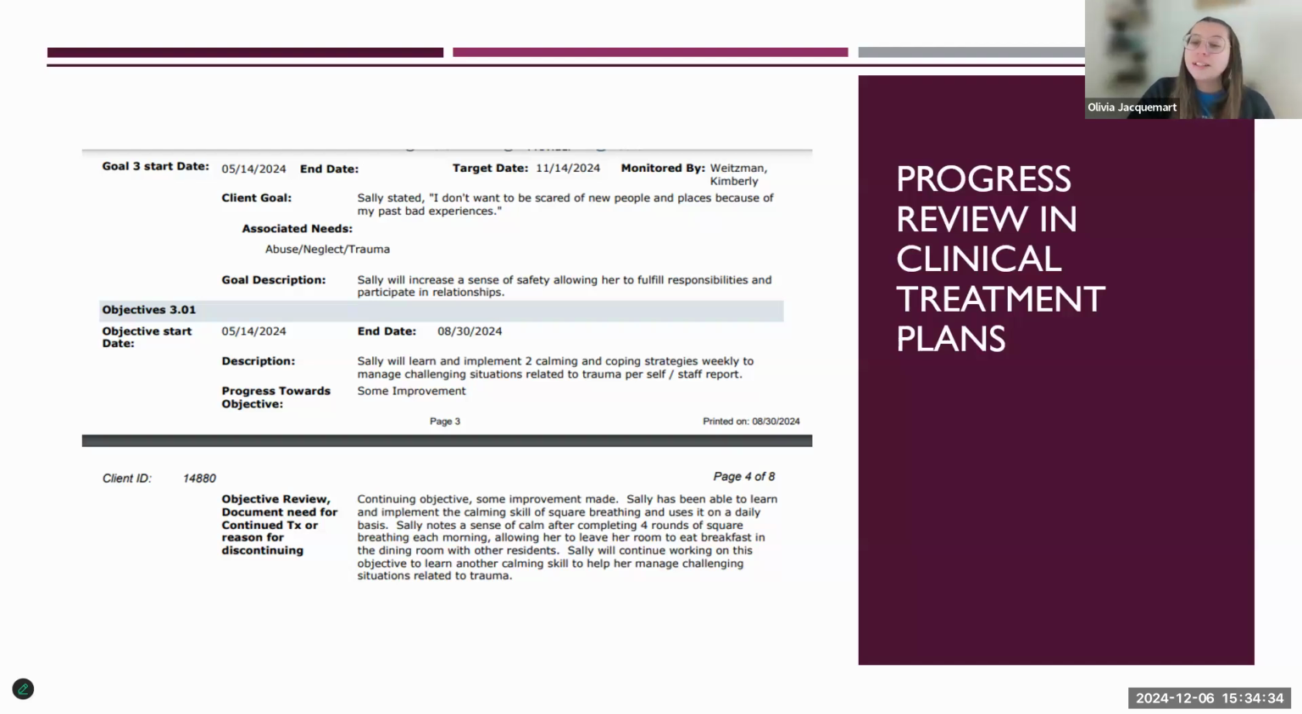trauma. So this is a good objective review because it illustrates that she has only partially met her objective. So her objective, we want her to have 2 calming strategies, but we only have the one of square breathing. This is what is justifying the reason for continuing the objective and continuing services.